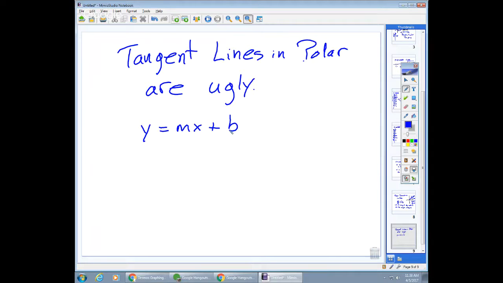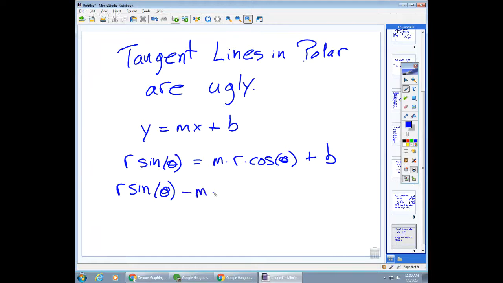If I want to convert that to polar, I have to replace y with r sine theta and x with r cosine theta. Now, generally, in polar coordinates, we write r as a function of theta, which means we have to solve for r. It means I have to get all the r's on one side, equals b, sorry.